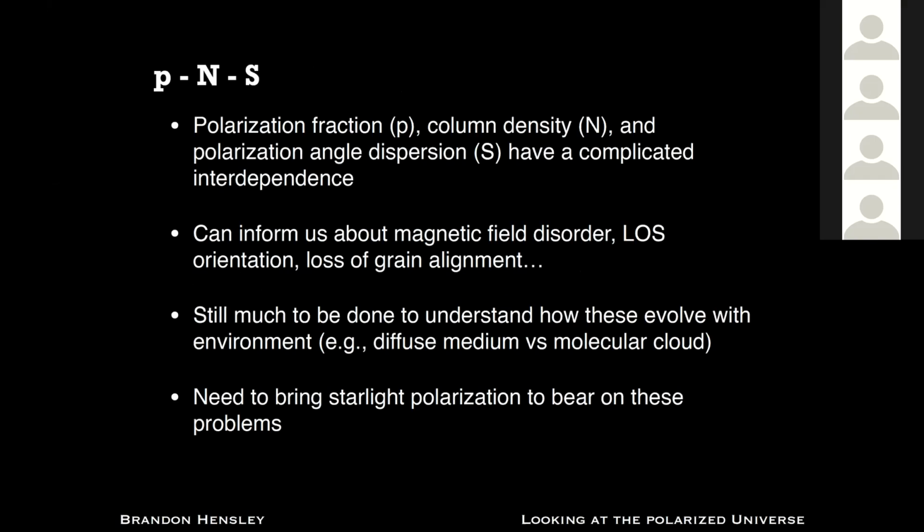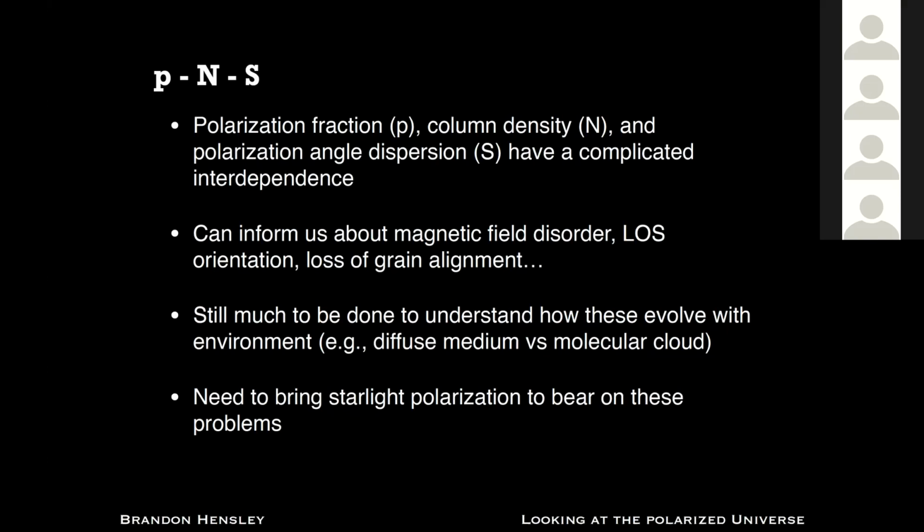So, diving in first to the PNS relations. By this, I mean the interrelations between the polarization fraction P, the column density N, and the polarization angle dispersion S. By polarization angle dispersion, I just mean how much variation within a given region the polarization angle has. Is it all very uniform and coherent, or are the polarization angles all over the place? These three things can inform us about the magnetic field disorder, but also have information on things like the line of sight orientation of the magnetic field, which is not directly inferable from just measuring the polarization angle, and also things like loss of grain alignment. But I think there's still a lot to understand.